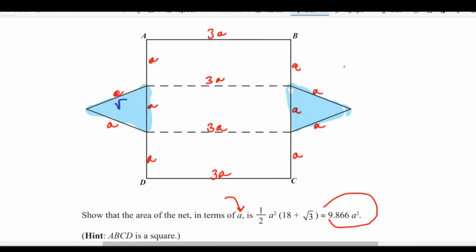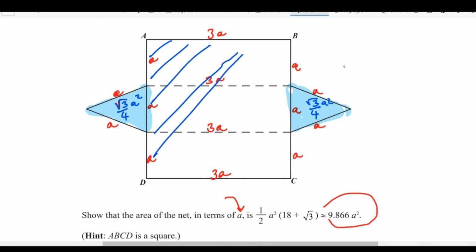So it's the root of 3 over 4 A squared. Over here is the same thing, the root of 3 over 4 A squared. We have those already. So all we need to do now is to find the area of all of this.